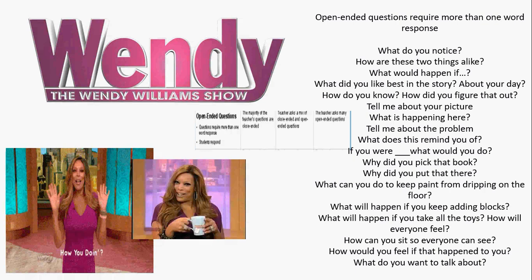Then a child could mention many attributes such as color, shape, texture, and so we want to get as much language facilitation as possible. Other great open-ended questions: How are these two things alike? What would happen if? What do you like best in the story? Or about your day? How did you know that? Or how did you figure that out?